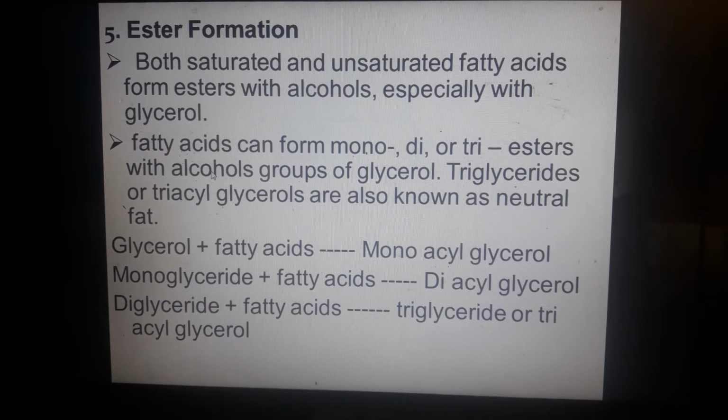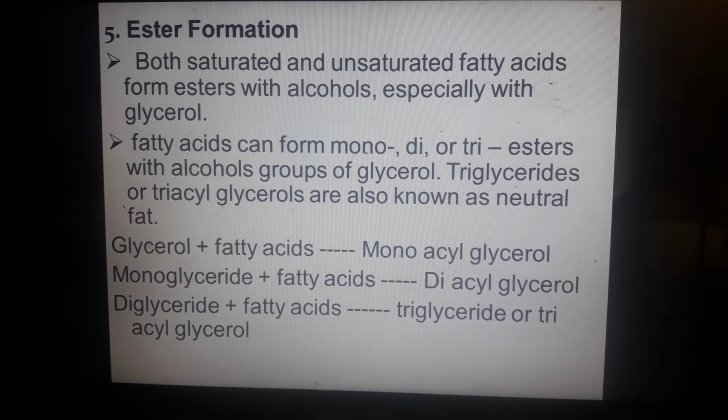So ester formation class, both saturated and unsaturated fatty acids form esters with alcohol, especially with glycerol. So fatty acids can form mono, di, or triesters with alcohol group of glycerol. So triglycerides or triacylglycerol are also known as neutral fat. Okay, because of the presence, of course, mga triacylglycerol, mayroon siyang polar and non-polar structure based on the chemical structure of that certain fatty acids. Glycerol plus fatty acids, monoacylglycerol. So monoglyceride plus fatty acids, it will form diacylglycerol. So diglyceride plus fatty acids, it will form triglyceride or triacylglycerol.